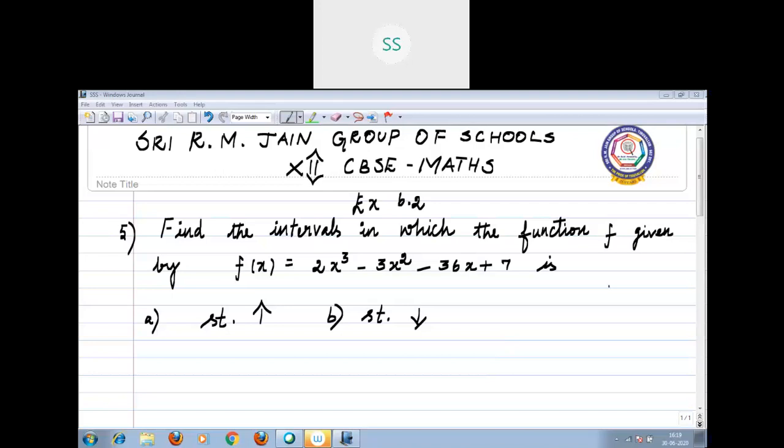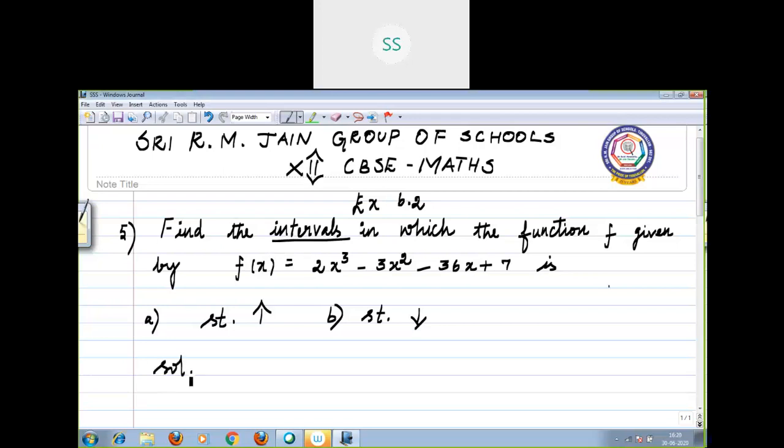Children, find the interval in which the function f given by f of x equal to 2x cube minus 3x square minus 36x plus 7. Right? In the previous sum I discussed, find the interval. The word you see, find the interval, means you want to equate the derivative to 0. Find the interval. First, I'm going to give a solution.